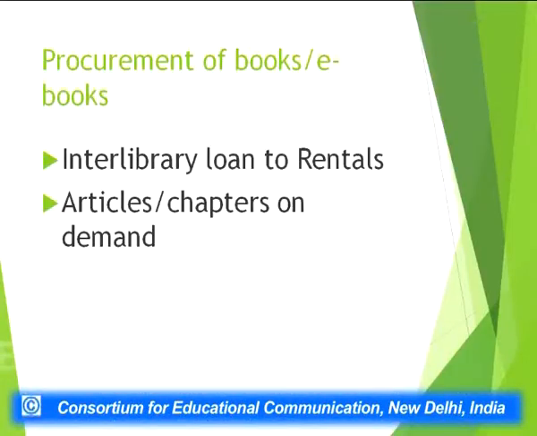Interlibrary loan: what happens in the manual system, of course these things do exist side by side. It's not that the manual system has completely given way to the online system. We have both kinds of models. In interlibrary loan, when a library doesn't have a book which its user needs, it makes an effort to procure it from some other library.